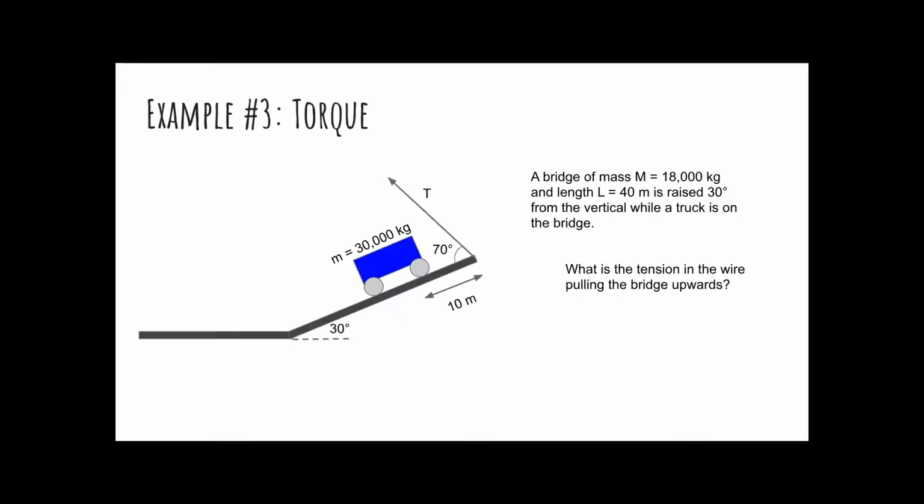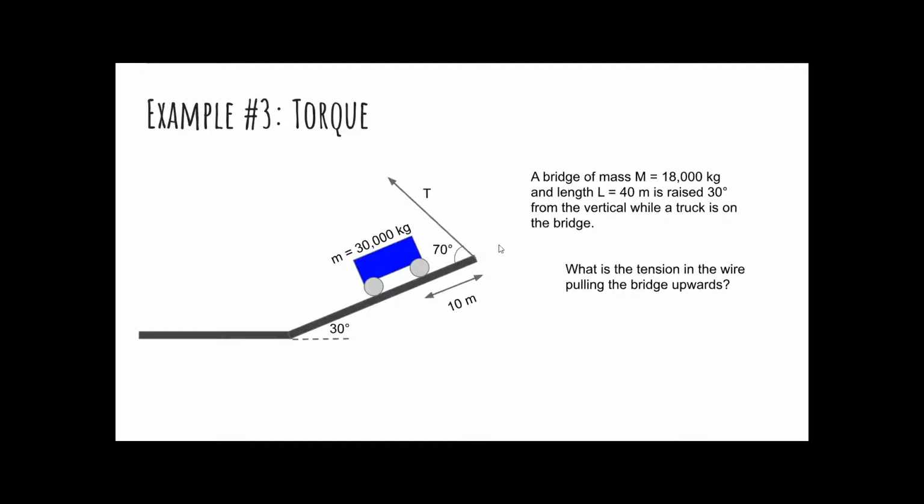So in this problem, we're looking at torque. The bridge itself has a mass of 18,000 kilograms, and we have a car of mass 30,000 kilograms. And as we know, a car would be very heavy, so that makes sense. We should be looking for heavy values for that.